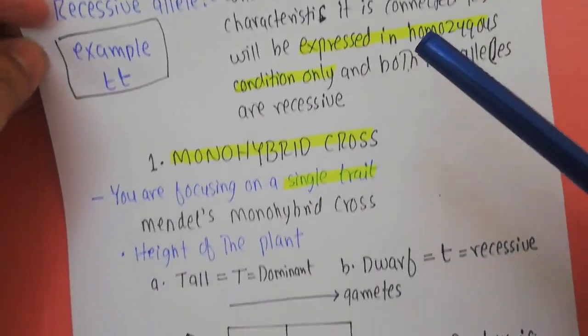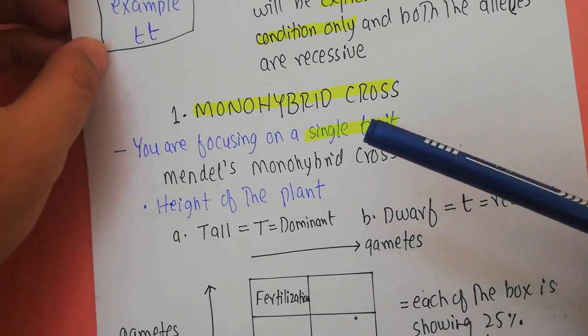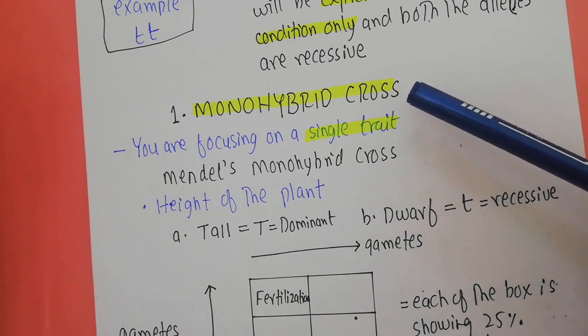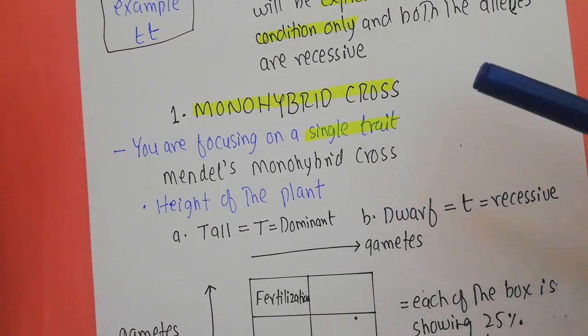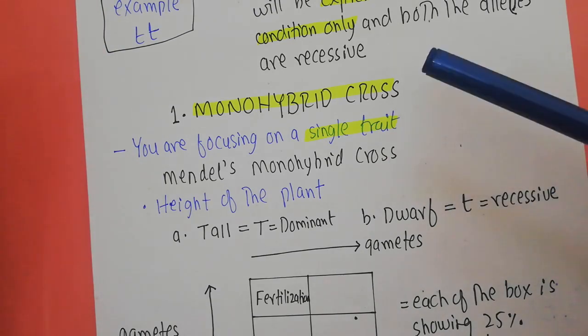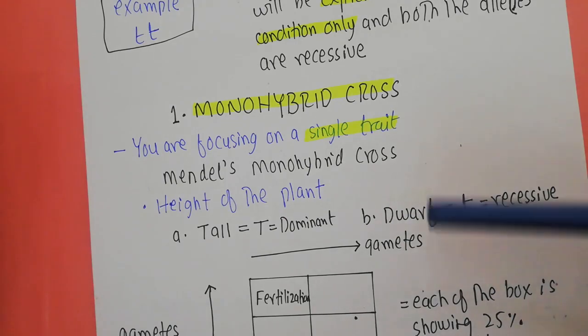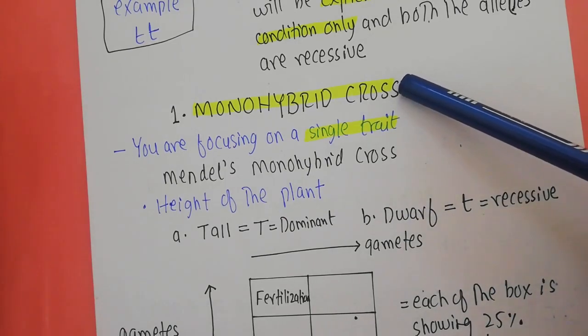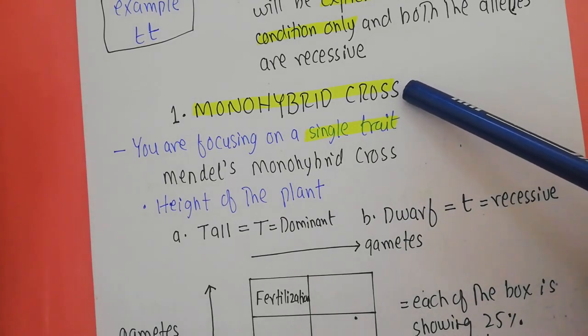Now as I have told you, this Punnett square can be used to predict the genotype in monohybrid crosses, dihybrid crosses, or multihybrid crosses. So let us discuss them. The first one is the monohybrid cross.